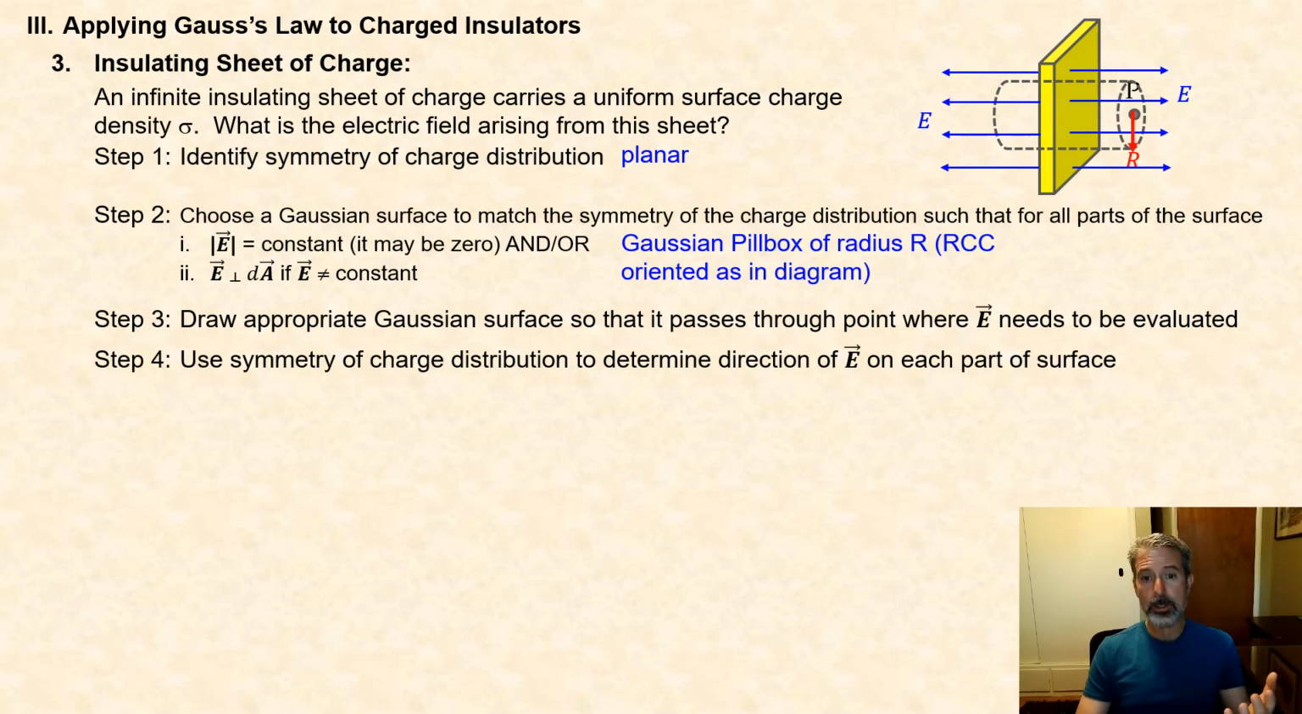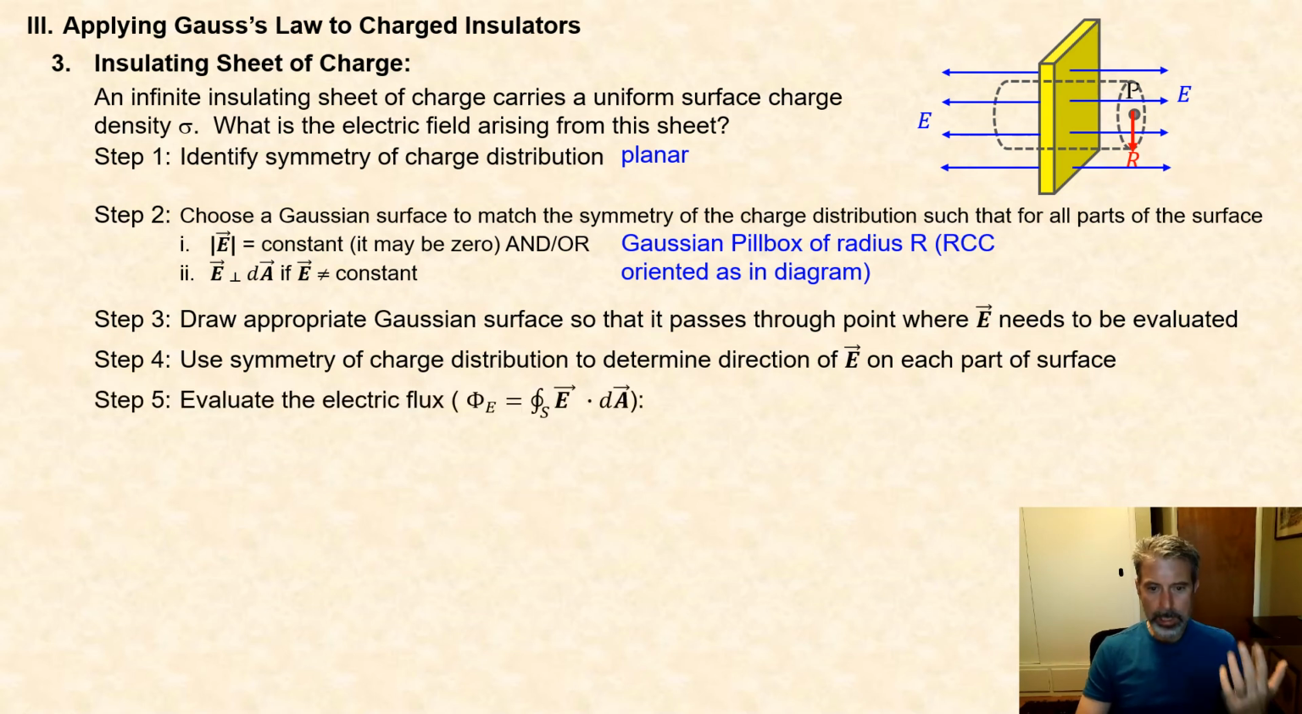So the symmetry suggests the electric field would look like this. It's a positive sheet of charge because the charge distribution is positive. If it was negative sigma, it would have to tell you that. We can now evaluate the electric flux. You'll notice that a right circular cylinder has two ends and the sides. So let's start by taking a look at the flux through the ends.